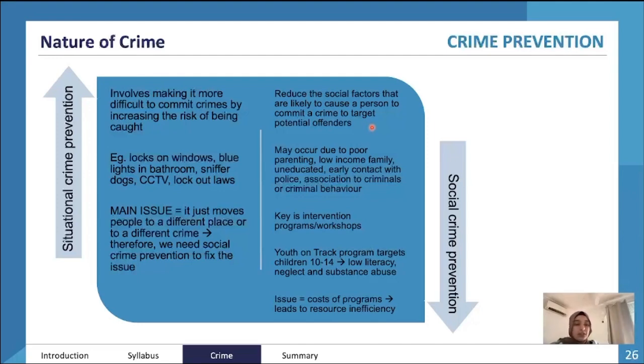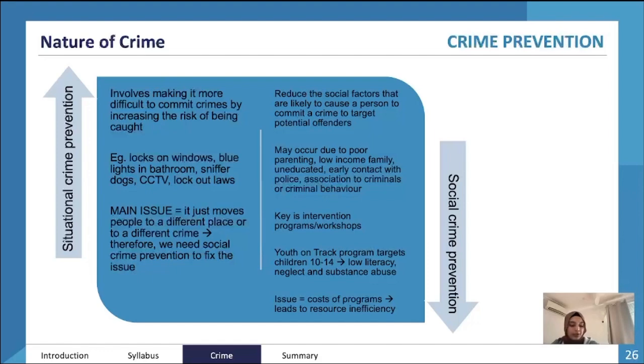What is the issue with this? The ineffectiveness in this area is that it's not cheap. It's really expensive to run these programs. You need to hire people, to have enough people available to be able to run these programs, and that's expensive. So somebody is going to be bearing that cost.